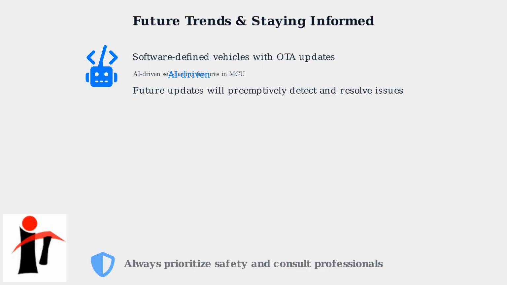Looking ahead, Tesla vehicles are evolving towards software-defined systems where over-the-air updates handle most diagnostics and fixes. AI-driven self-healing features in the MCU will detect anomalies and reboot preemptively, reducing user intervention by up to 50%. Future updates like full self-driving V12 will include predictive maintenance algorithms that flag issues before they cause problems. Industry experts predict a 70% drop in hardware-software issues by 2030, thanks to standardized protocols from organizations like automotive-grade Linux. However, increased connectivity also brings cybersecurity challenges that require regular updates.